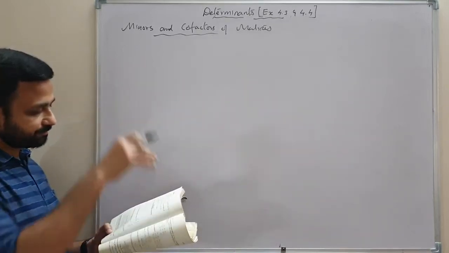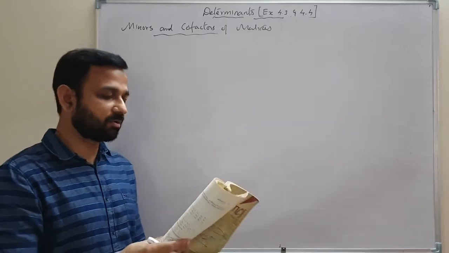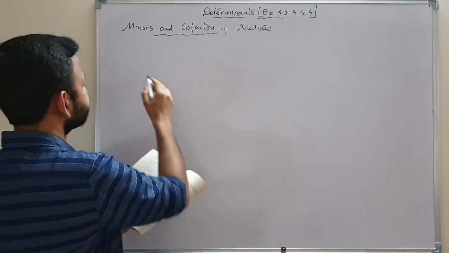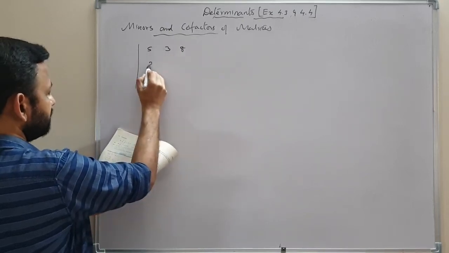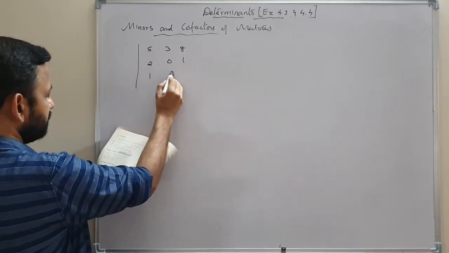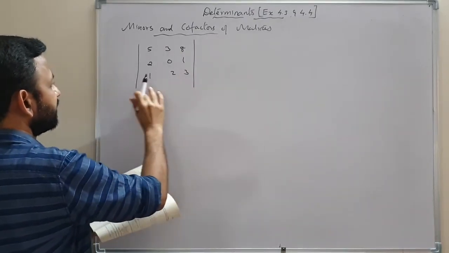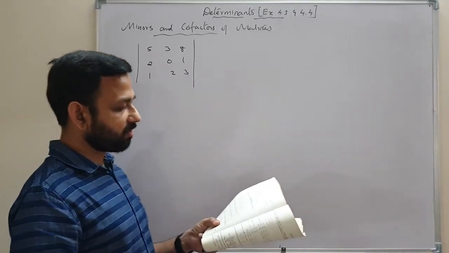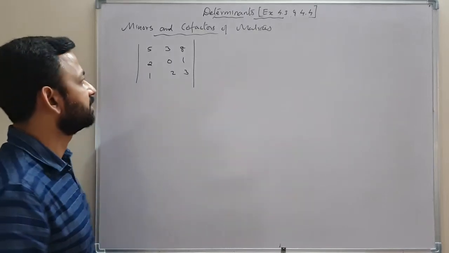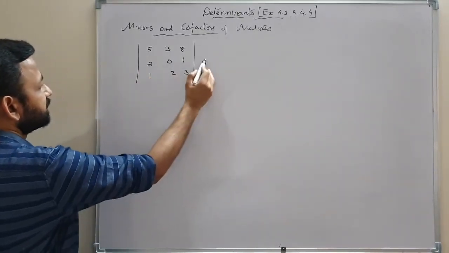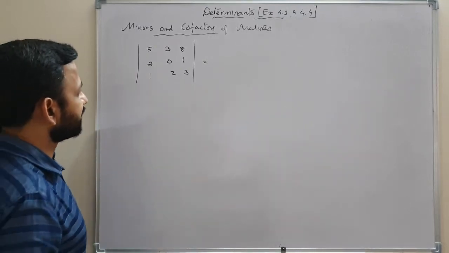Second question, number 3. Using cofactors of elements of second row, evaluate the determinant 5, 3, 8, 2, 0, 1, 1, 2, 3. We need to find a determinant by using cofactors of elements of second row. So this is the second row. By using the cofactors of elements of second row, we need to find a minor of this one.